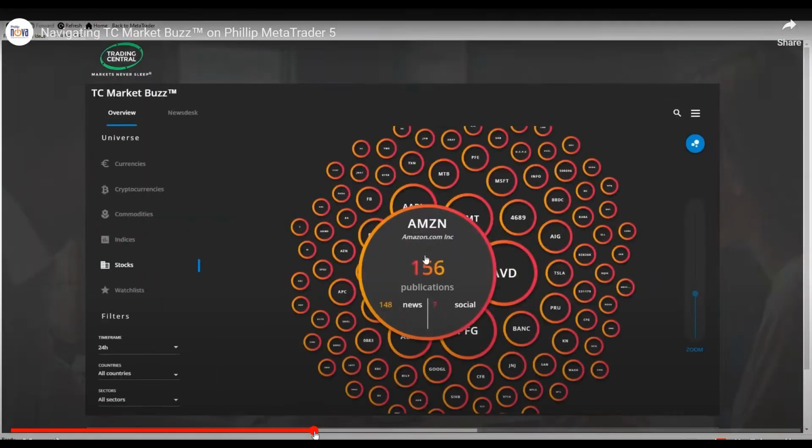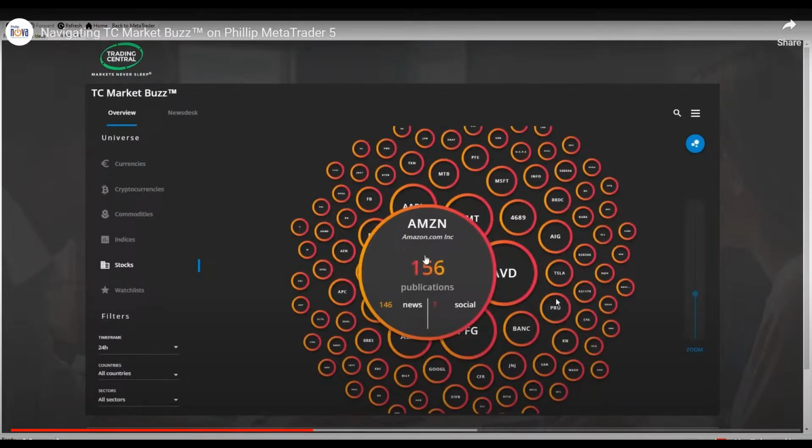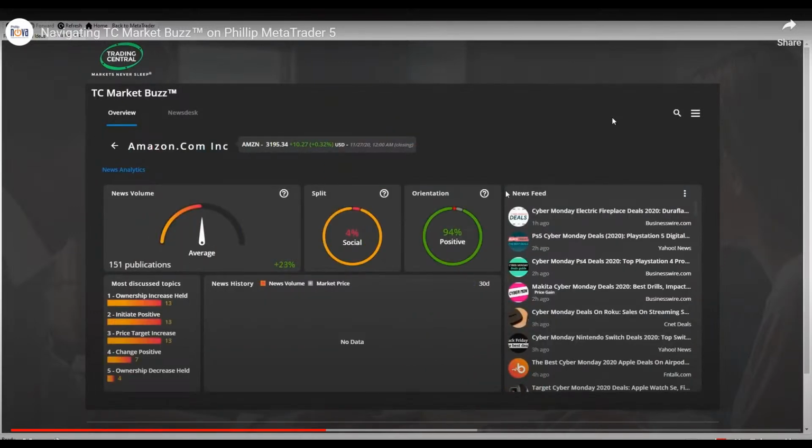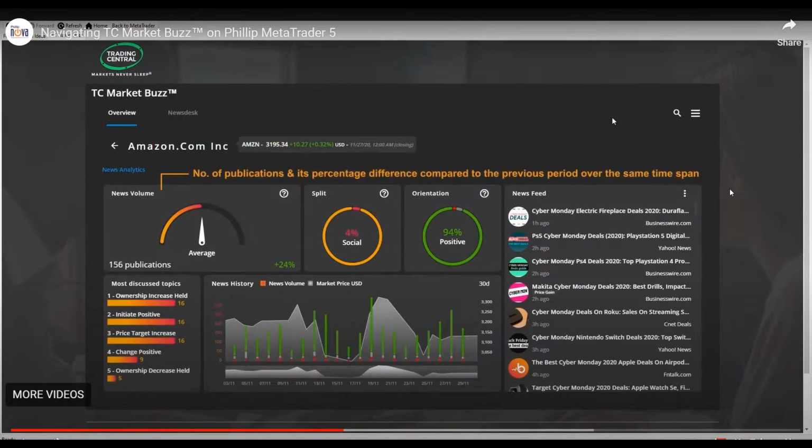Let's say you have come to this bubble and you would like to zoom in on one particular asset. You could just click on the button or just click on the bubble. Then you'll be directed to this page right here, which firstly tells you what asset you're looking at, as well as the price at the current moment.